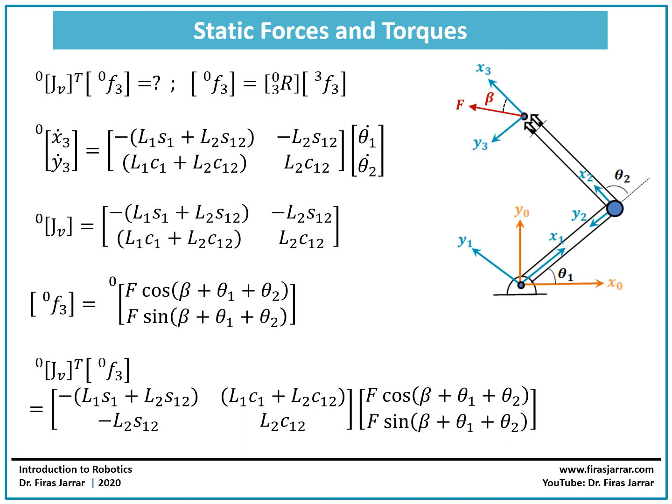So I want you to try something now. What if we want to multiply the transpose of the Jacobian, but this time expressed in the base frame, by the force vector at the end effector, but again expressed in the base frame? What would we get?